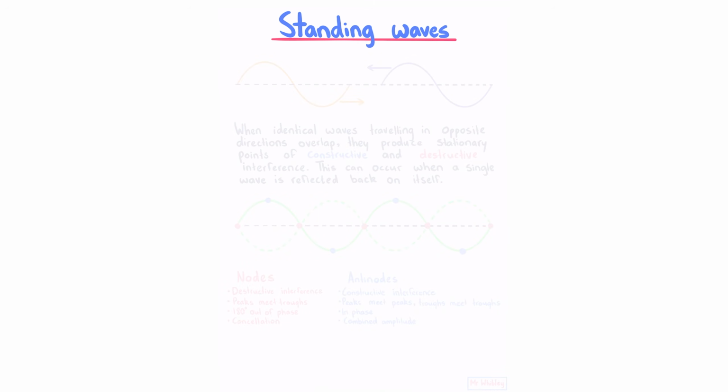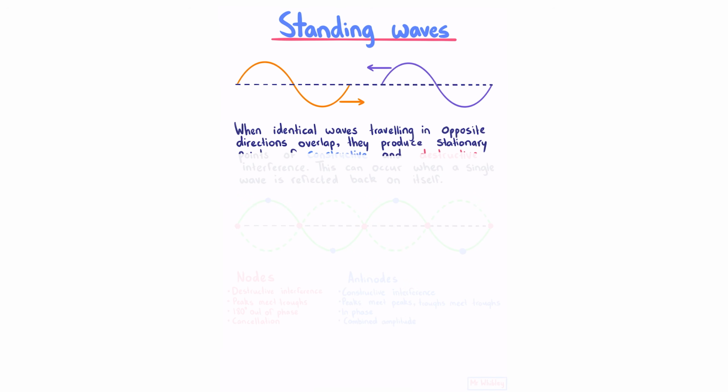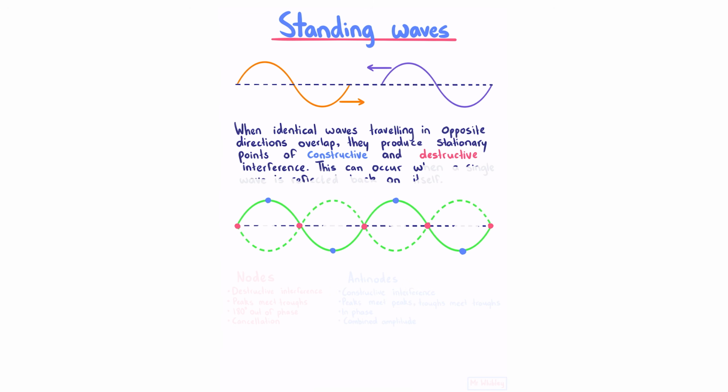Standing waves. When identical waves traveling in opposite directions overlap, they produce stationary points of constructive and destructive interference. This can, for example, occur when a single wave is reflected back on itself. And so if we had some source, so perhaps a speaker, generating our orange wave, if we had some surface here reflecting waves, then this purple wave here might just be a reflection of the previous orange wave.